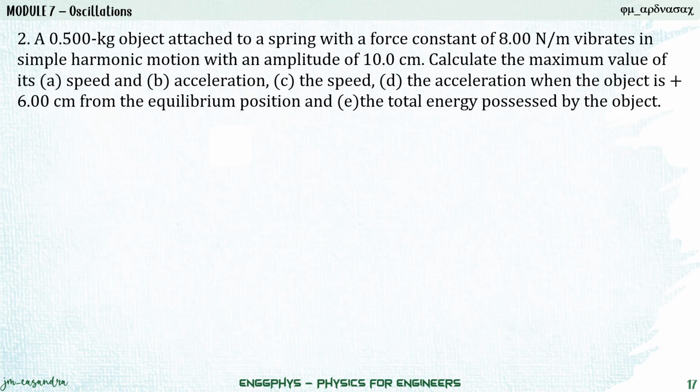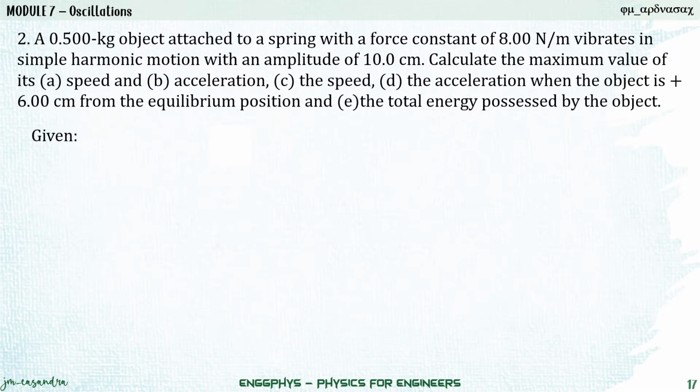So we have our next problem. A 0.5 kilogram object attached to a spring with a force constant of 8 Newton per meter vibrates in simple harmonic motion with an amplitude of 10 centimeters. Calculate the maximum value of the speed, the maximum acceleration, and the acceleration when the object is at positive 6 centimeters from the equilibrium position, and the total energy possessed by the object.